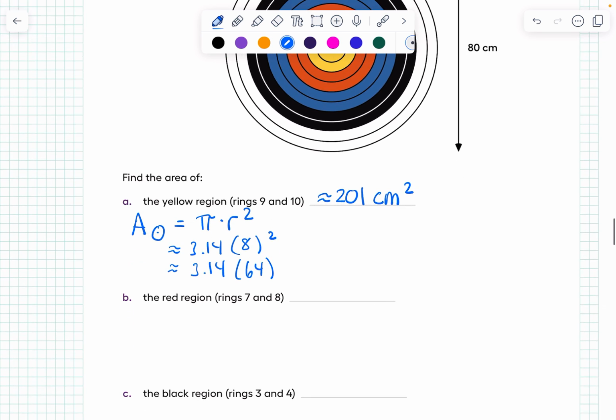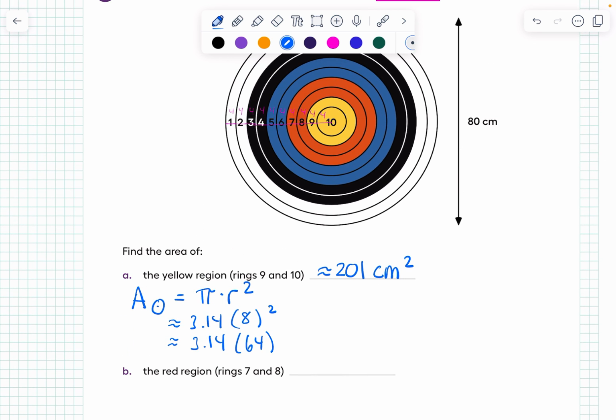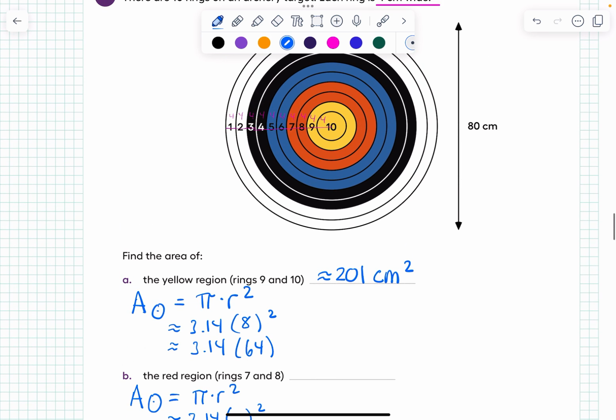Easy, right? All right, moving on to B, the red region, rings 7 and 8. Okay, so let's take a look at the red region. So here's the strategy. The strategy is we're going to find the area of this entire circle right here, okay? And then we're going to subtract the yellow region, what we just found from the last problem, okay? So let's do this. We're going to have area of a circle is equal to pi times r squared. Pi is 3.14, and we need to know the radius of the outside red ring. By the way, it doesn't look red to me, it looks orange.